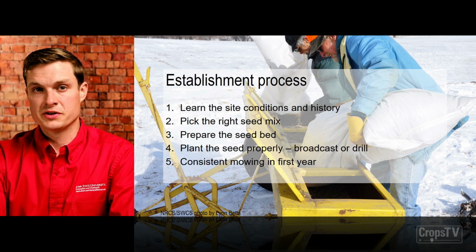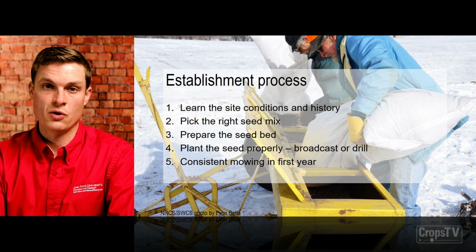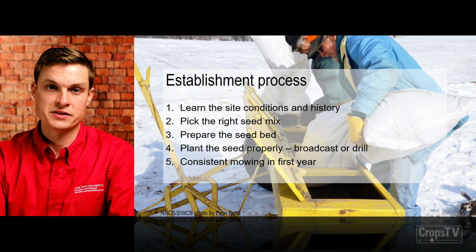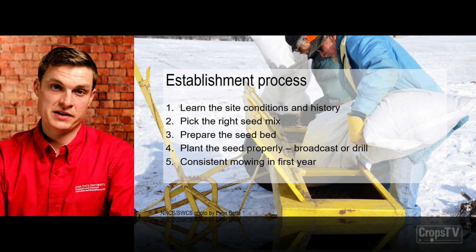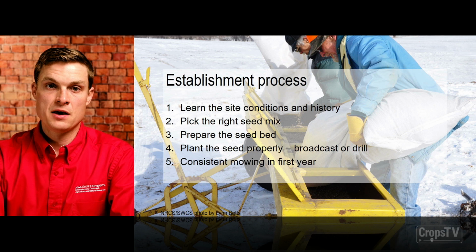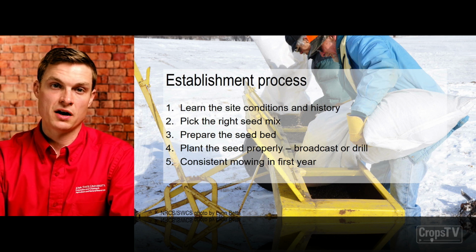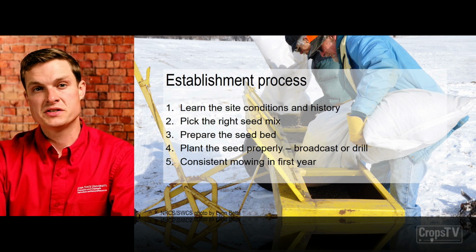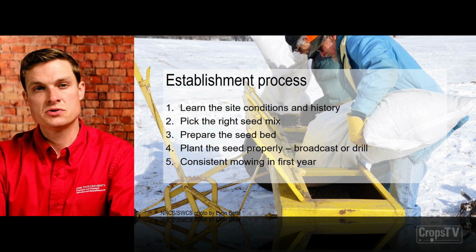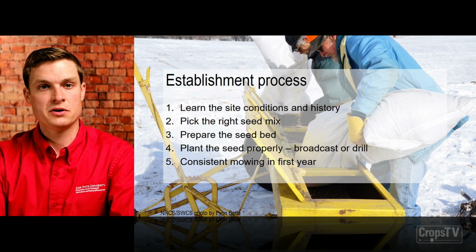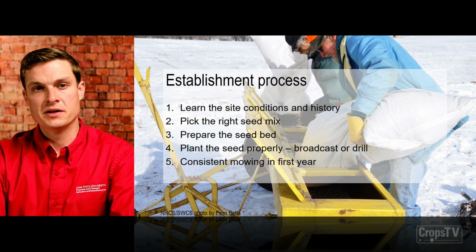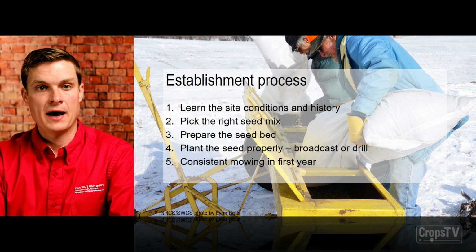So first, learn the site conditions and history. Make sure that you know about residual herbicides. And the best case scenario is to follow a soybean crop. That'll create the nicest seed bed. Second, pick the right seed mix. We'll talk about that on the next slide. Third, prepare the seed bed. Most of the time, planting into a soybean field is a pretty good way to establish prairie. You don't need to do a lot of site prep, but sometimes, depending on the condition of the site, you may want to disc it or cultipack it.